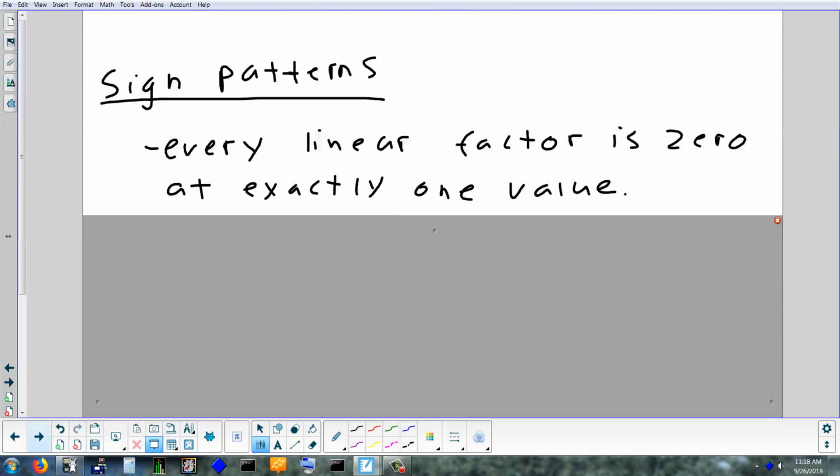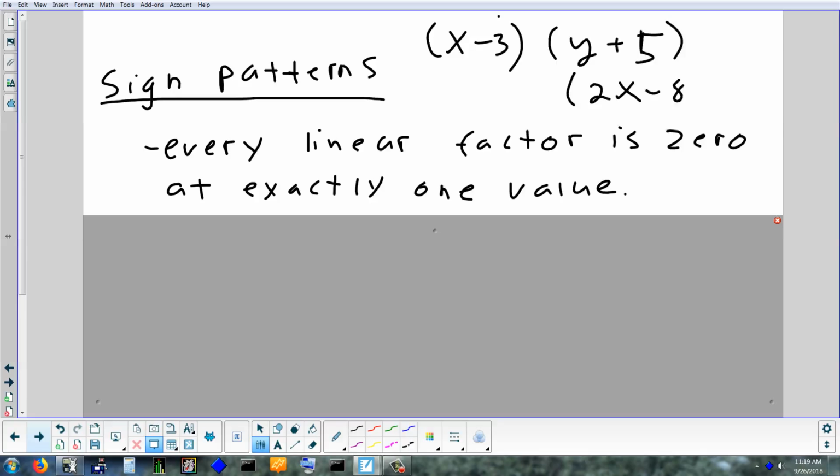So every linear factor is 0 at exactly one value. Okay? These are examples of linear factors. X minus 3, y plus 5. Basically, any letter plus or minus a number. Now, you can't have x squared or x cubed. It has to just be a letter. It could be 2x minus 8. That's fine too. As long as the x is always to the first power.